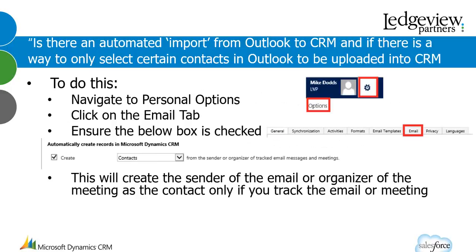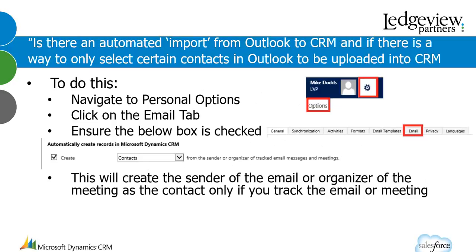Our next question, is there an automated import from Outlook to CRM? And if there is a way to only select certain contacts in Outlook to be uploaded into CRM, this can definitely be done. The way to do this is to navigate to your personal options. So you can see right here on the right-hand side next to my name, Mike Dodds, there's a little gear button. And then underneath that will be options. Once you click on options, you'll have a list of tabs for your personal options. Click on email, and then if this box is checked, create contacts from the sender or organization of tracked email messages.